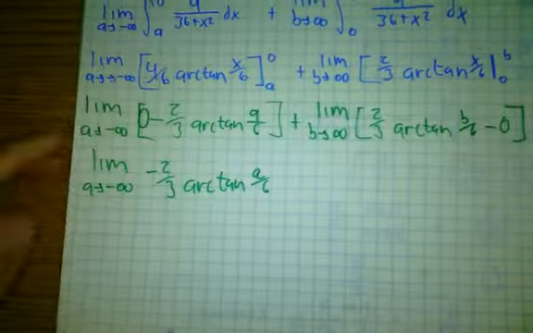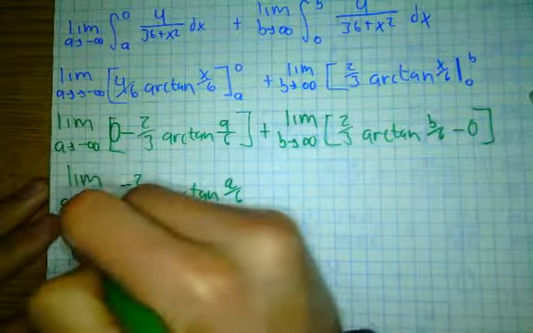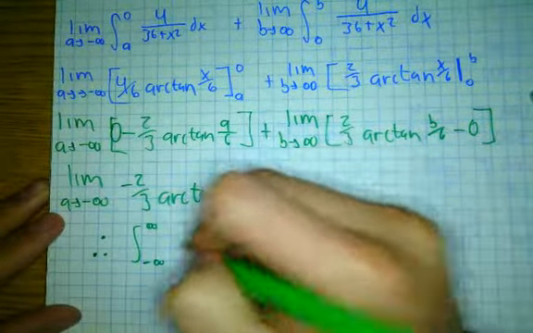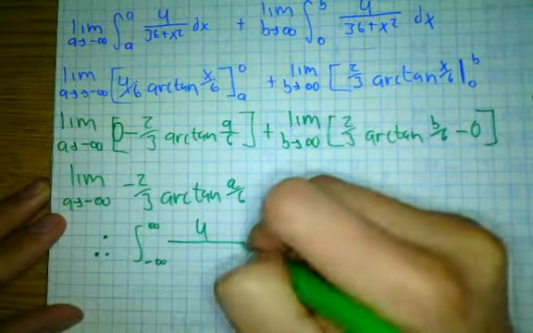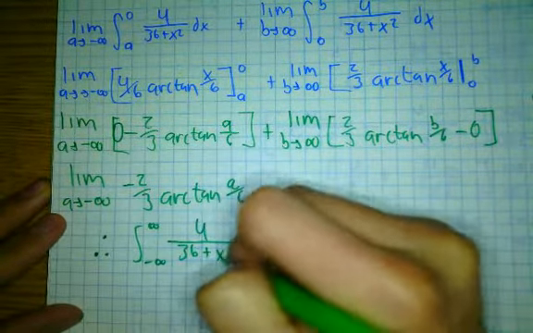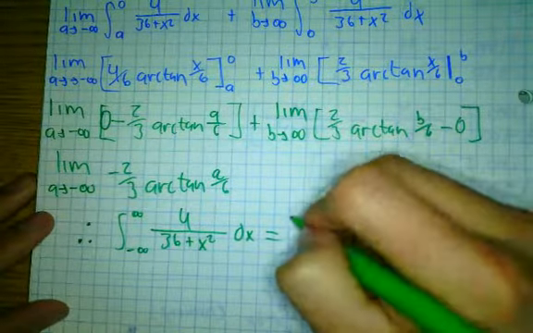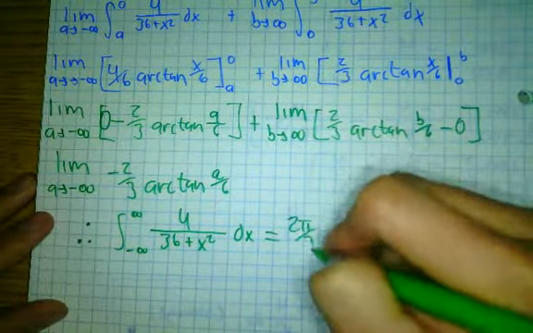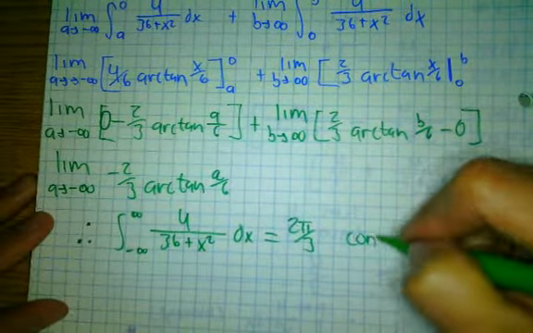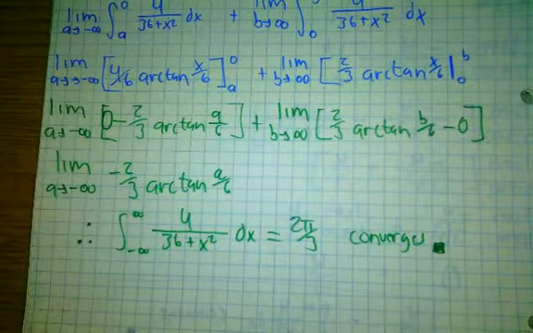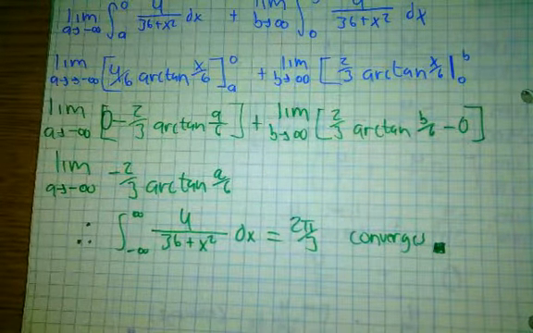Therefore, what can we say about the integral? The integral from negative infinity to positive infinity of 4 over 36 plus x squared dx converges to, what was it, 2 pi over 3? Yeah. So it converges, right? And we would be done with that.